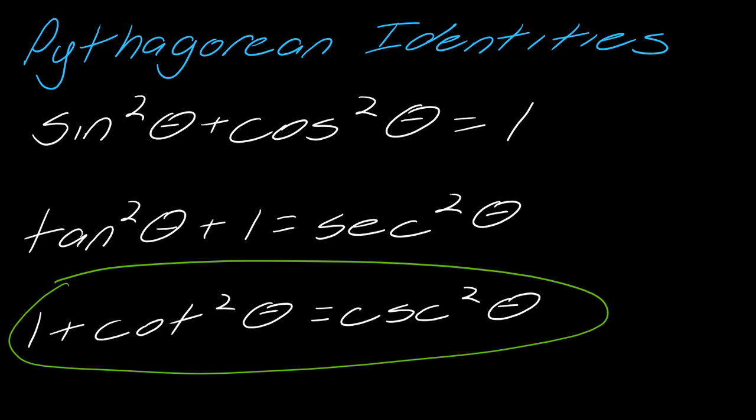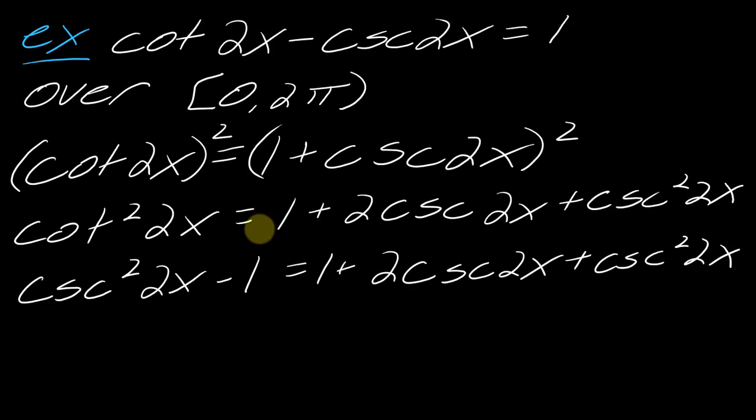identity here. And the reason that helps me then is I can work towards getting my function all in terms of the one trig function. Okay, so what I'm going to do then is I'm going to take my cotangent, and now I'm going to rewrite it in terms of cosecant squared 2x minus 1.